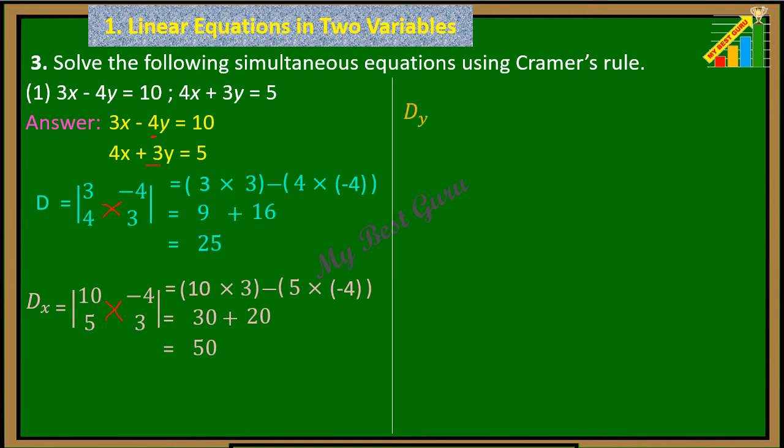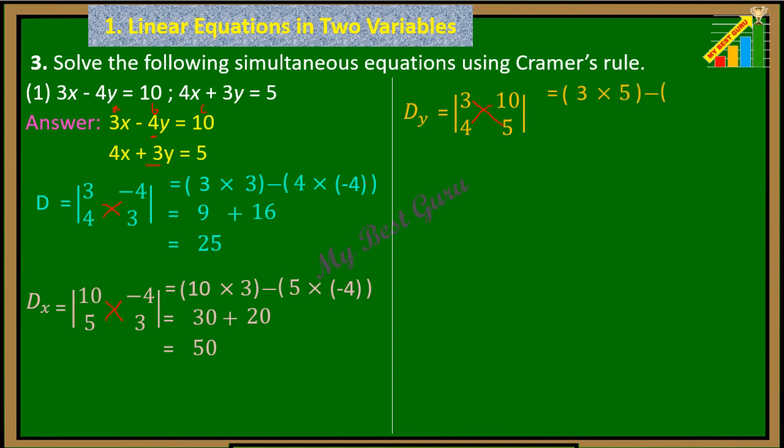Now we will go for the dy for finding the y coordinate. So dy is equal to 3, 4 and 10, 5. Here this one is A, this one is B, and this one is C. Now for Y you have to take A and C. So A and C are 3 and 4, and C is 10 and 5. Now cross multiply these two and find the value of determinant dy.